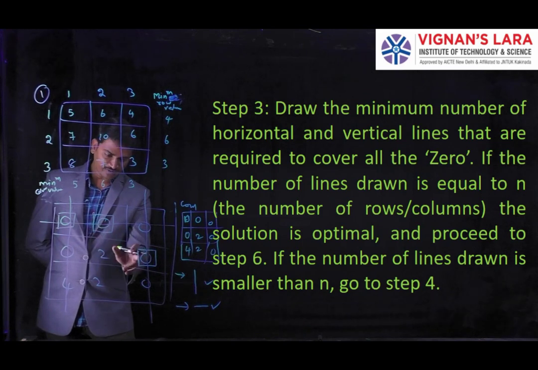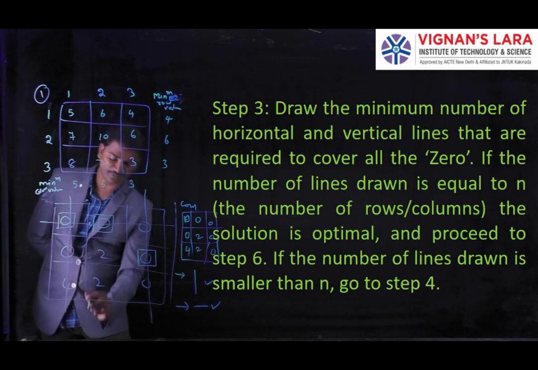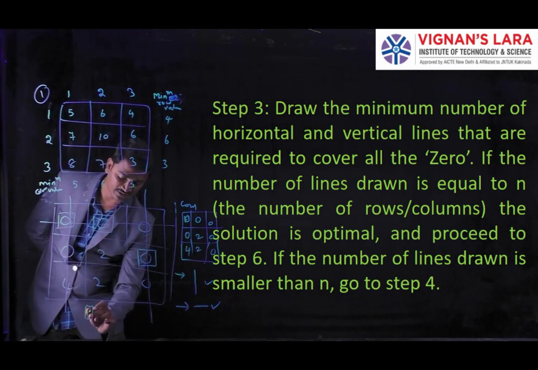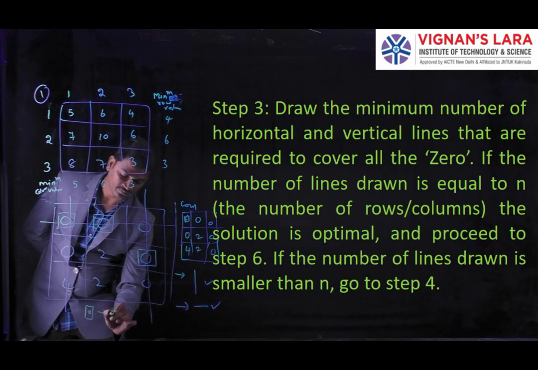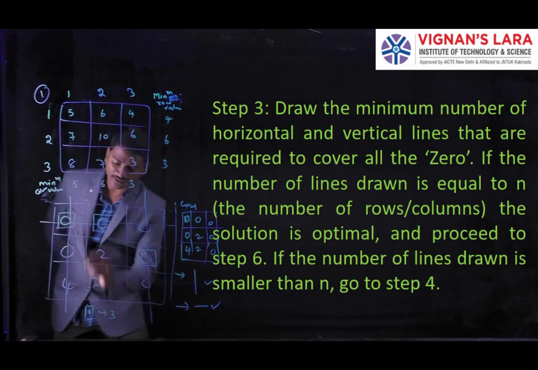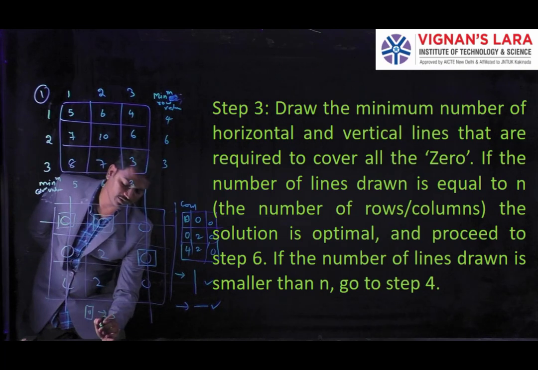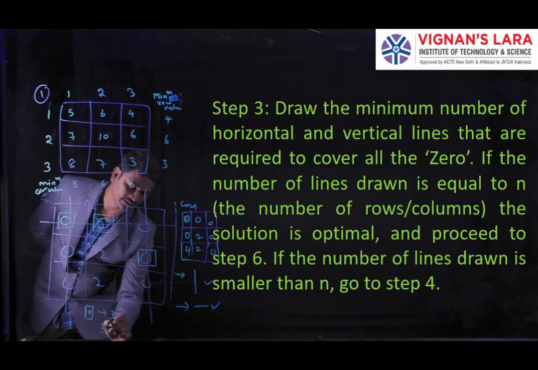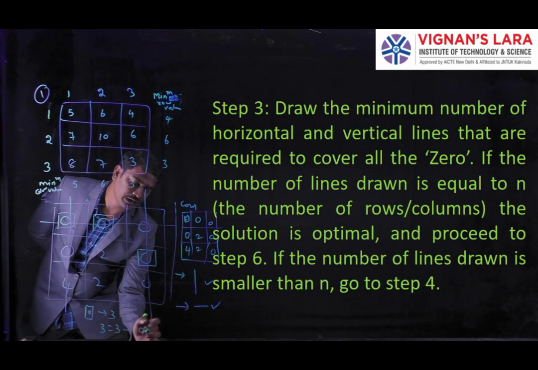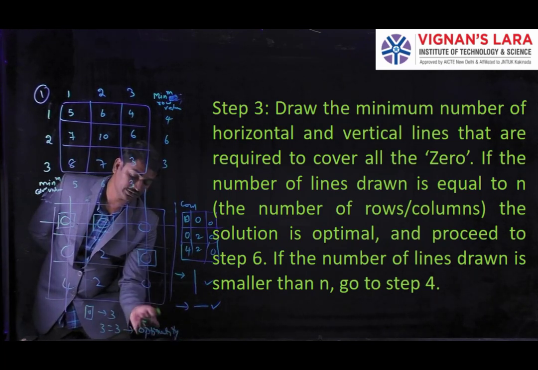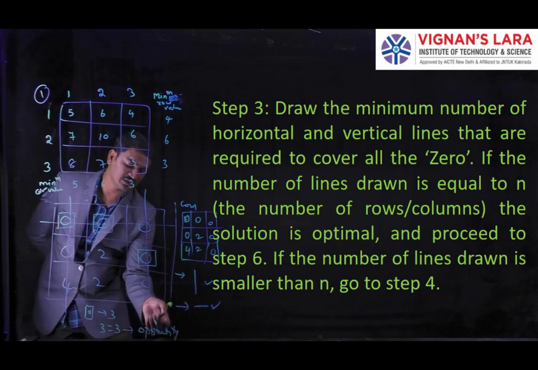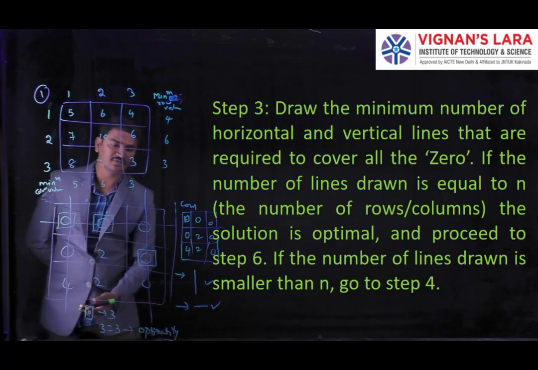Here how many zeros are there? Assigned zeros. It means the squared zeros we have to consider. Here a total of 3 squared zeros are there. Then coming to the rows, how many rows are there? 3 rows are there. It is equal to 3. So directly we go to the optimal solution. Why? Because here there is no degeneracy. That's the reason we are going to find the optimal solution.